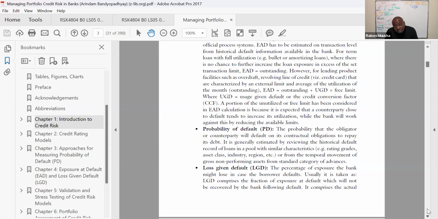And typically in the exam, unless they ask you to manipulate to get the probability of default, usually the probability of default is given to you.